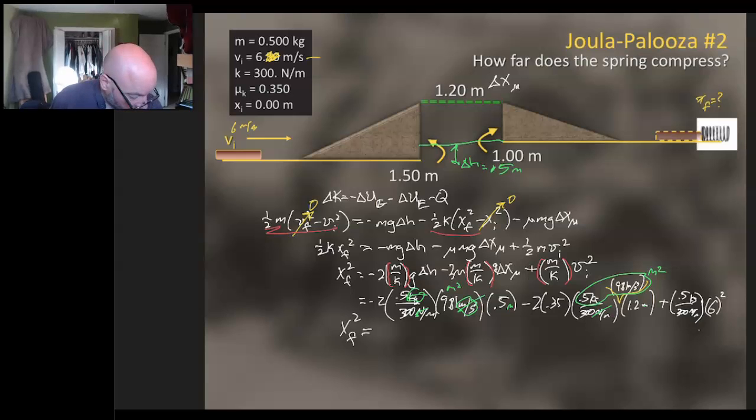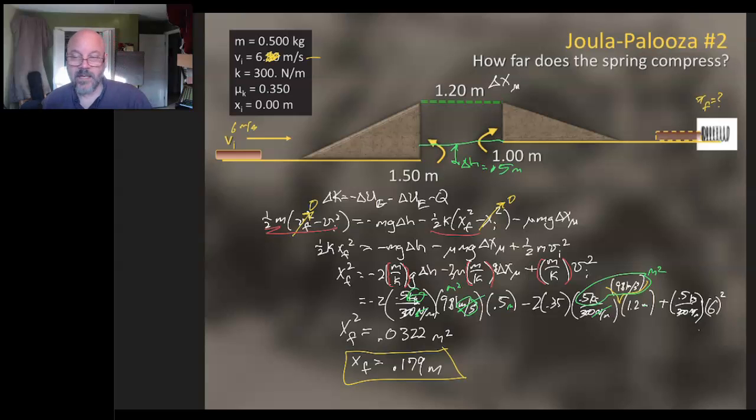Anyway, what I'm going to get here is 0.0322 meters squared. Take the square root of the universe, and we get 0.179 meters. Okay. Just like so. Okay. There we go.